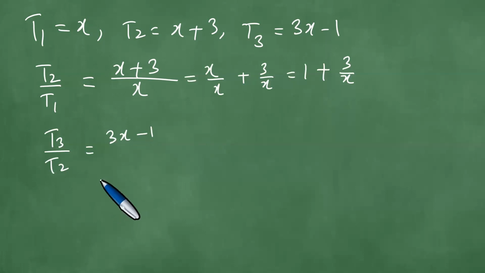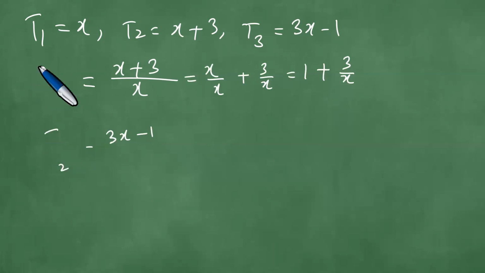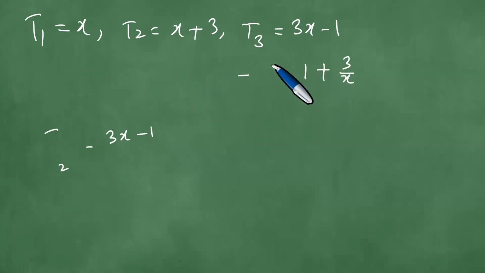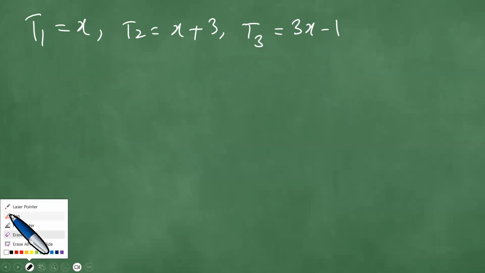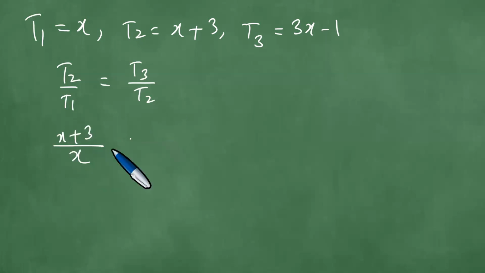Yes, you can do that. But I feel that there is a nicer way to do it, very easy, than to write too many things. Let me cut out a lot of the writing to make things a little easier. The best would be to just say T2 over T1 must be equal to T3 over T2 because it's a geometric progression. And then now you have x plus 3 divided by x equals T3, which is 3x minus 1, divided by x plus 3.